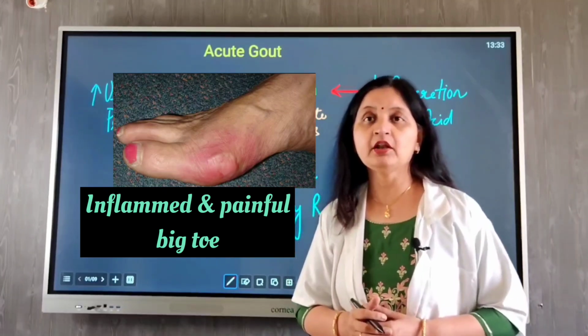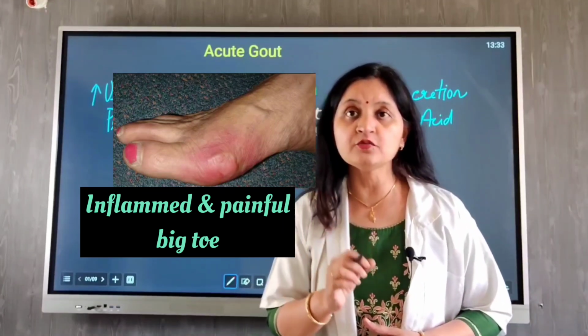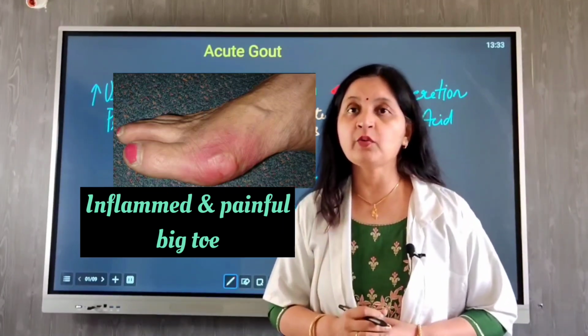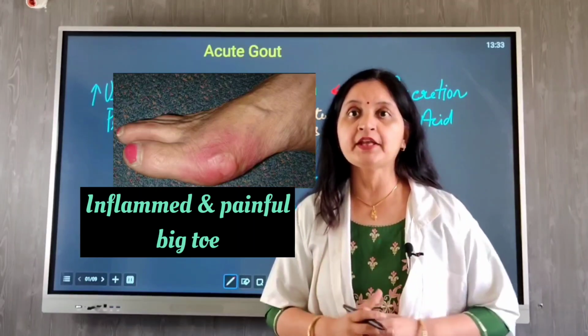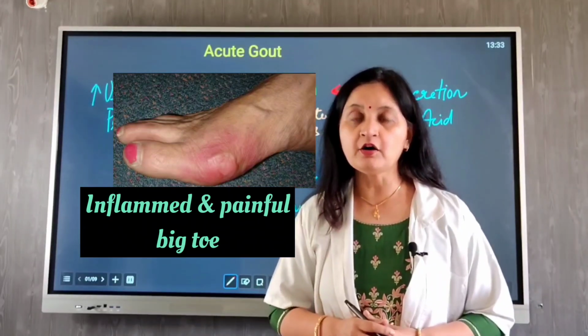Imagine waking up in the middle of the night with your big toe red, swollen, and painful, so much that the weight of the bed sheet becomes unbearable. That's an acute gout flare.